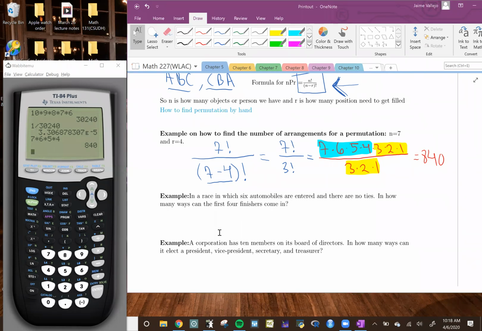All right. So up next, I'm going to show you how to do this problem by using the calculator. If you do have the TI-83 or TI-84, you do want to take it out so you can practice on this. I'll give you a minute so you can take it out.